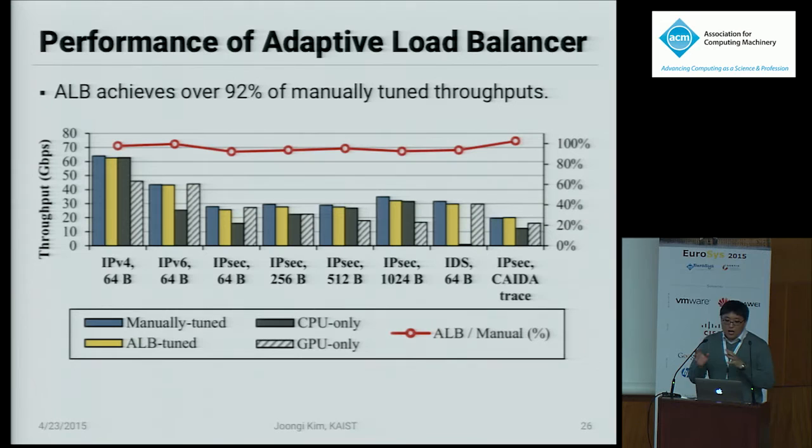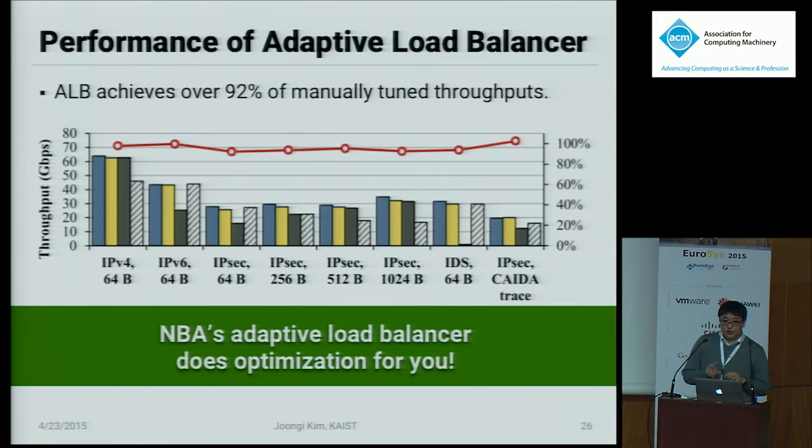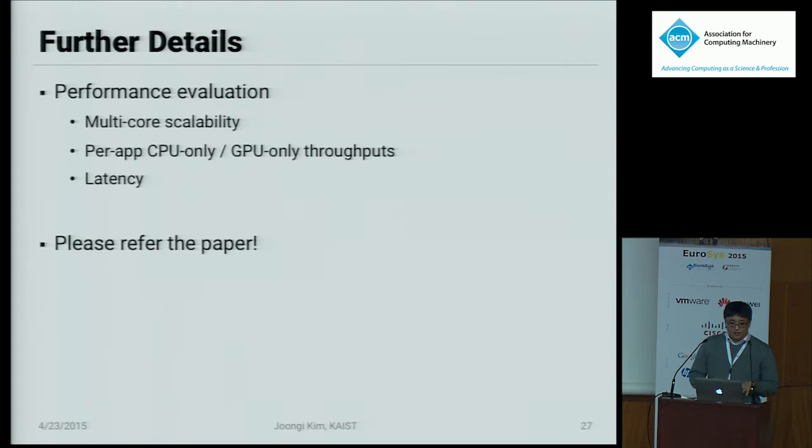We tried diverse combinations of workloads and applications to show ALB's generality. The performance of our load balancer reaches more than 92% of manually optimized performance, regardless of the workload and which processor is stronger for each workload. So this result indicates that you do not need to manually optimize and find the optimal ways to maximize throughput if you are using NBA. There are many other details here, so please refer to the paper for them.